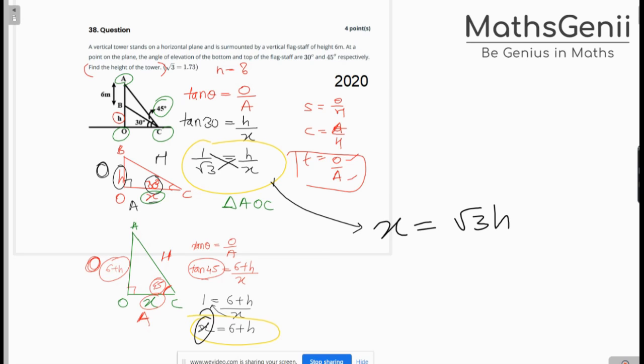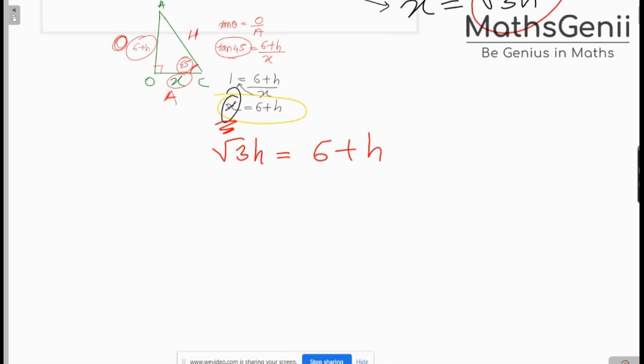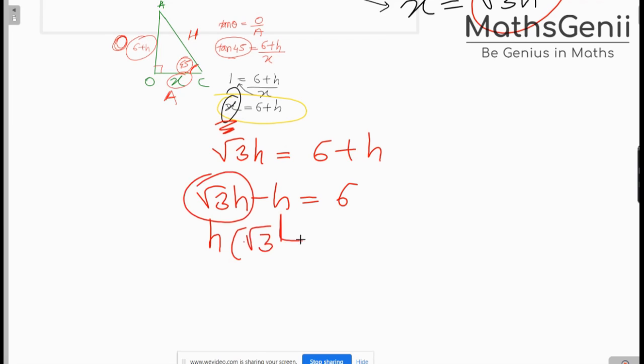Now what I'm going to do is, in place of x here, can I write root 3h? Of course, because x is equal to root 3h and h is what I want to find. So 6 I'm keeping here. h I'm bringing to one side, plus h goes here, minus h. I'm taking h common. If I take h common from here, it remains root 3 minus, and from here if you take h common, what remains is 1, because nothing is remaining.